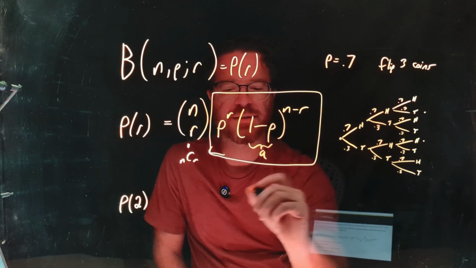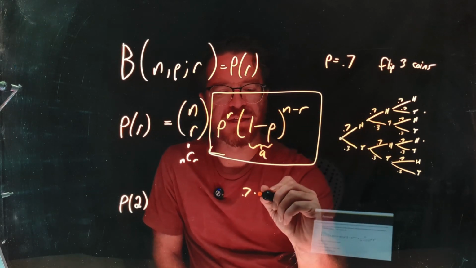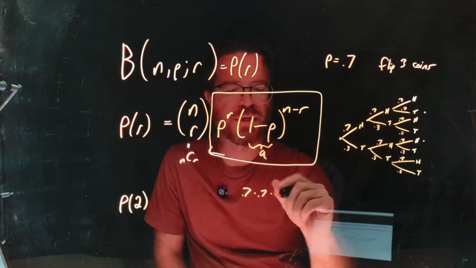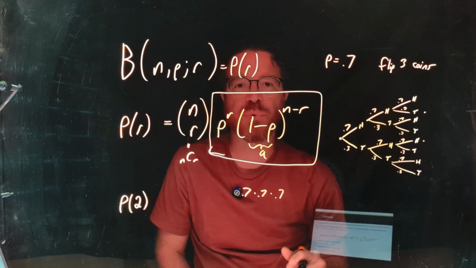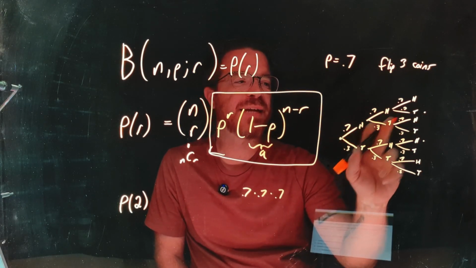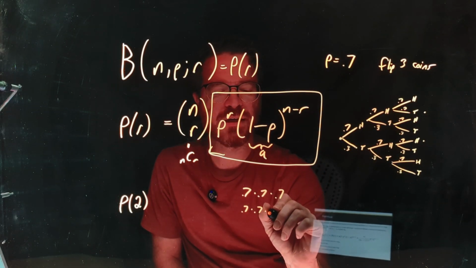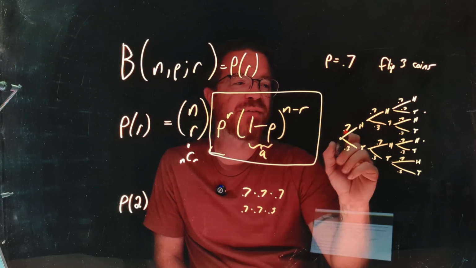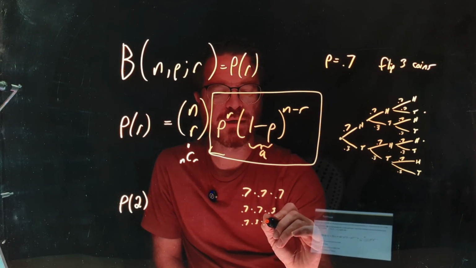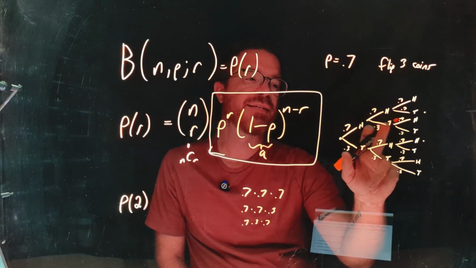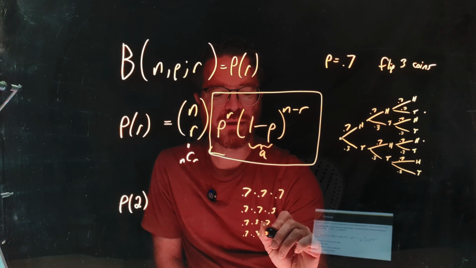Well, if I looked at my first branch, this would be the case where I have probability of success, so I got 0.7 of this occurring times 0.7 of this occurring times 0.7 occurring. So the probability of getting heads, heads, heads is 0.7 times 0.7 times 0.7. Probability of getting heads, heads, tails would be 0.7 times 0.7 times 0.3. Probability of getting heads, tails, heads would be 0.7, 0.3, 0.7. Probability of heads, tails, tails would be 0.7 times 0.3 times 0.3.